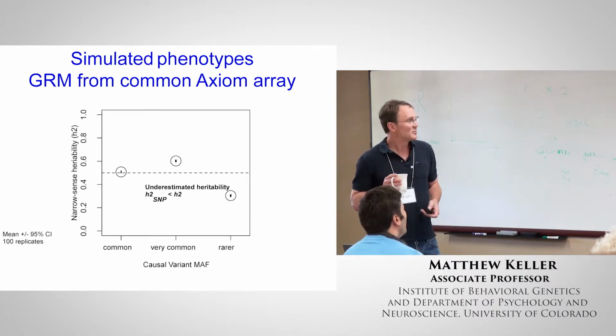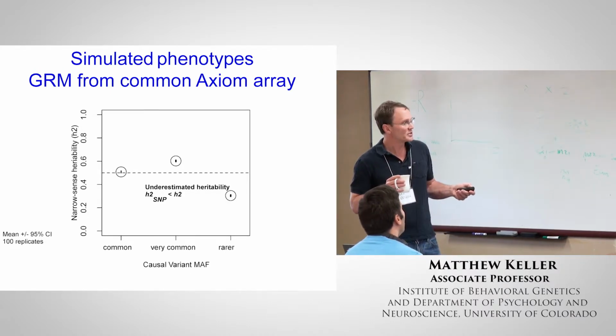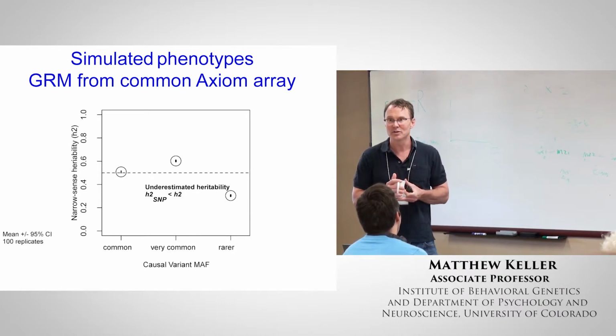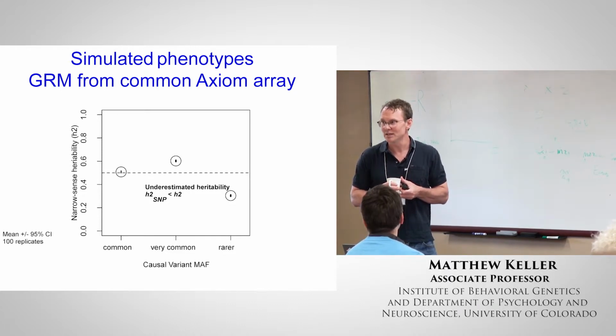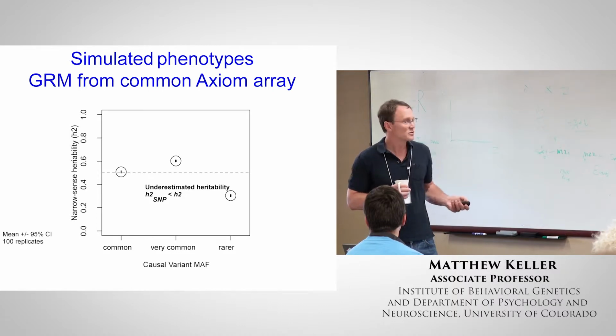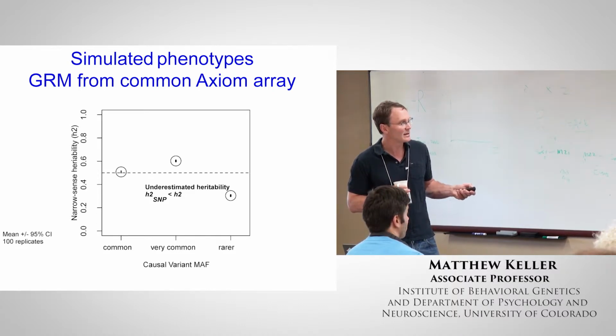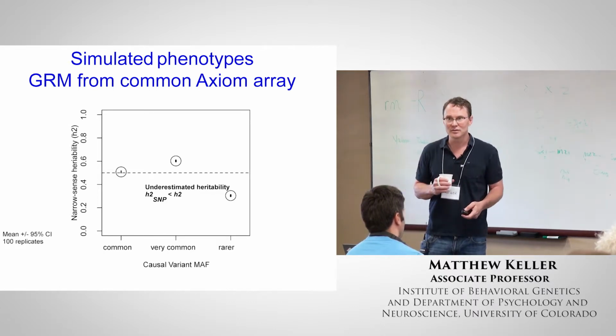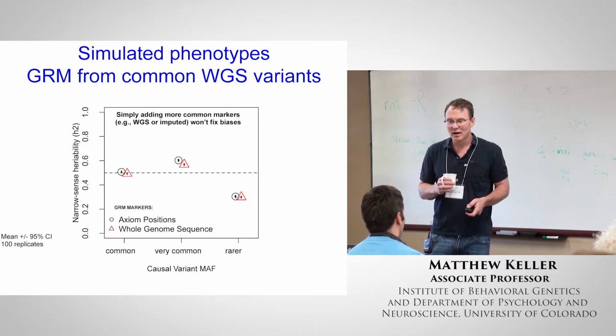By the same token, here's probably the more usual situation. Here, the causal variants are rarer than the markers used to build the GRM, and we get an underestimate of the heritability. This is typically what we probably are seeing in real data. But this just shows in principle there's no reason that we can't get an overestimate either, due to MAF differences between the GRM and the causal variants.